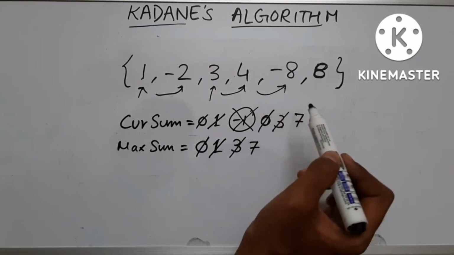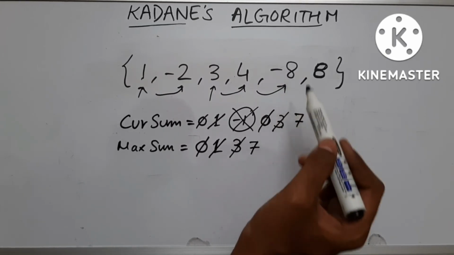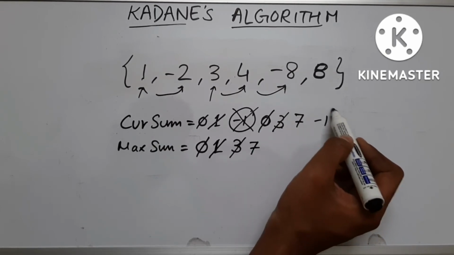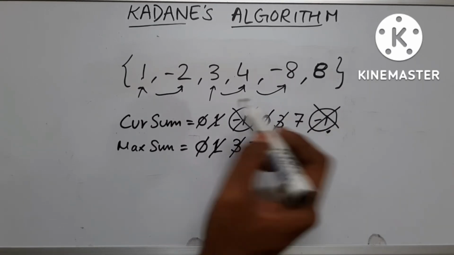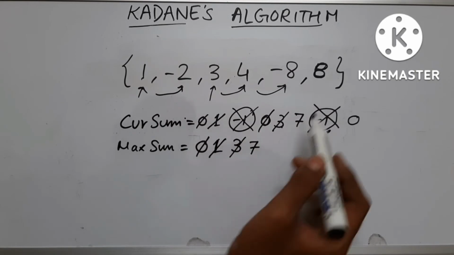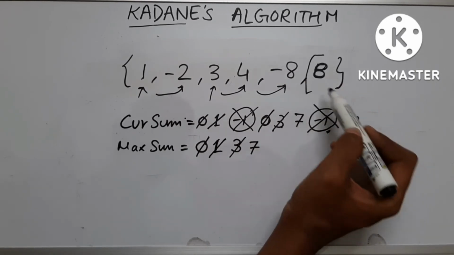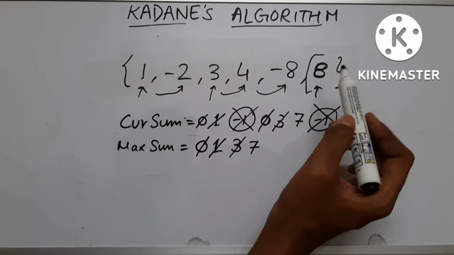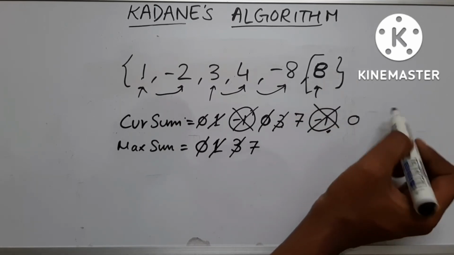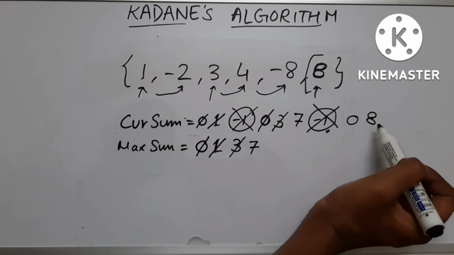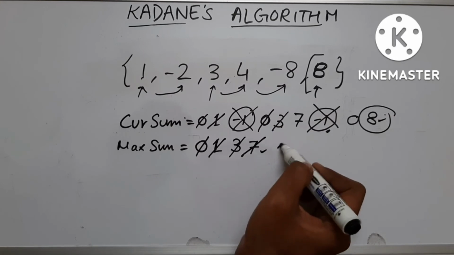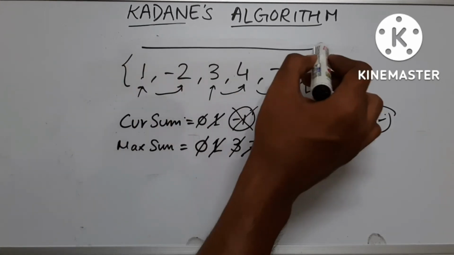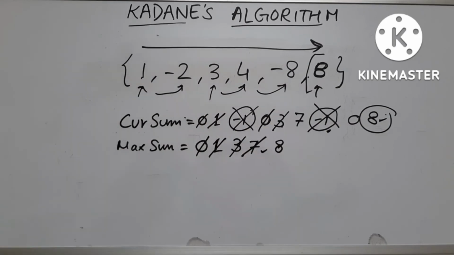Now we move to the next location. Now you see it is minus 8. Minus 8 plus 7 will give us a value minus 1. So you see, when we get a negative value, we are going to discard it, make current sum 0 once again, and we are going to start from the next location. So from here we are going to start again. So now we see 8 is there, we add 8 to 0. Now we compare 8 and 7, we see 8 is the larger value, so max sum is 8. So with just one traversal, we can find the maximum sum subarray using Kadane's algorithm.